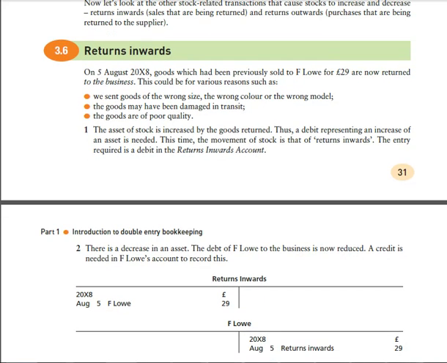Return inwards means the stock is coming back to us, which means the stock in effect is increasing by the amount that the goods were returned. So thus, because the stock would be increasing by that amount, stock is an asset, so an increase in asset would be debited. So the return inwards account is always debited.